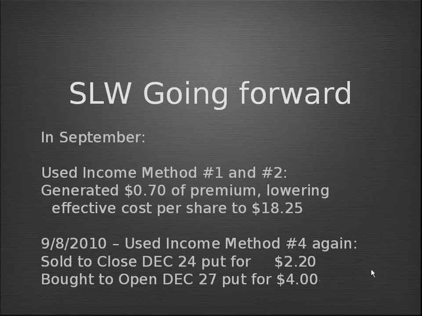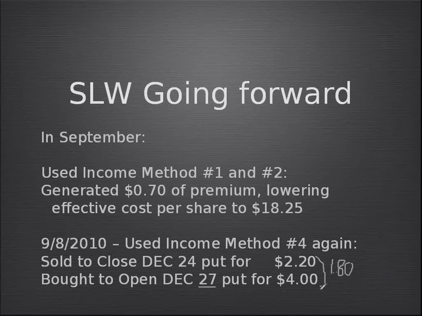Now what's the trade-off here? We are paying a debit. That's the important thing to notice about income method number 4. It's essentially the only income method that is done at a debit. I'm paying $1.80 to adjust this position, to sell the December 24 put when it's roughly at the money, and buy an in-the-money December 27 put that has lower time value, but it has more intrinsic value.